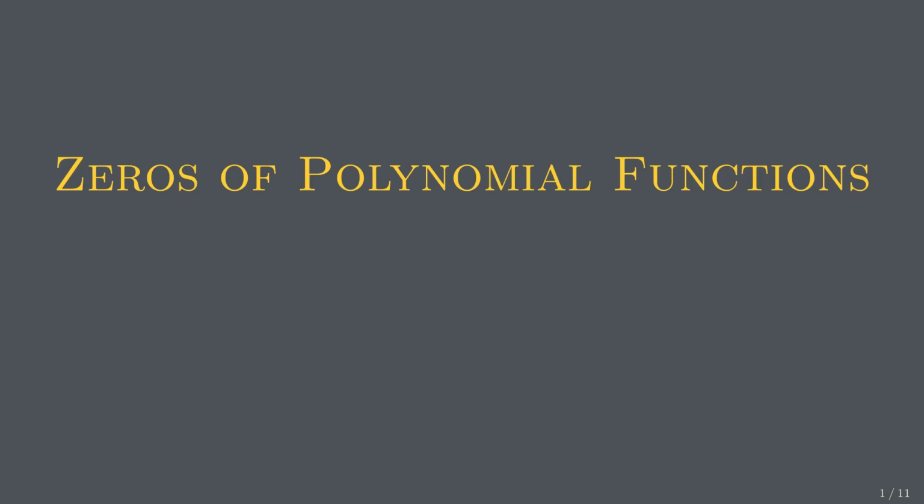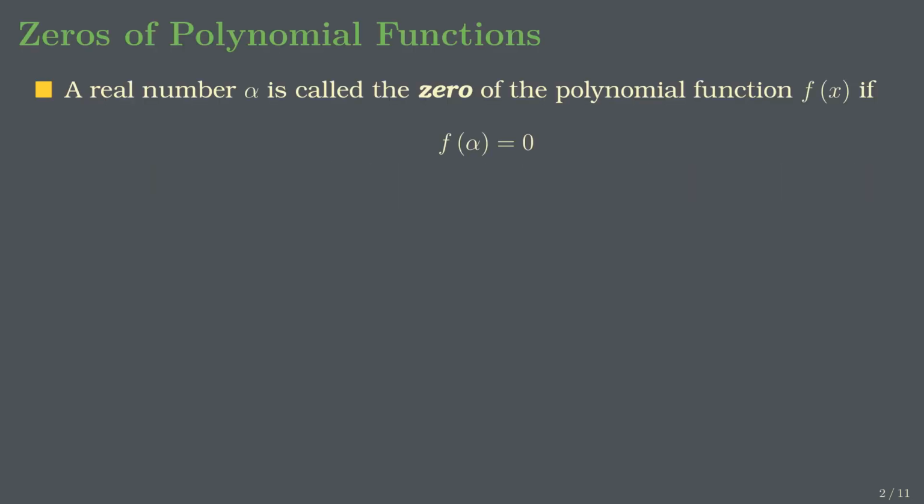In this video, we will learn about zero polynomial functions and how to find them. Recall that a real number alpha is called a zero of a polynomial function f of x if f of alpha is zero, meaning that when you evaluate f at alpha, you will get zero.